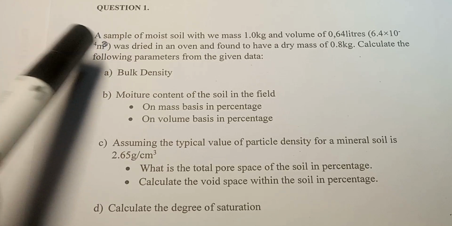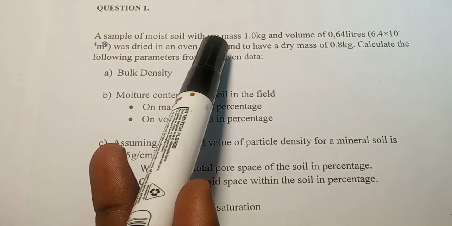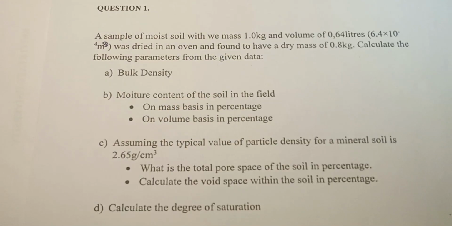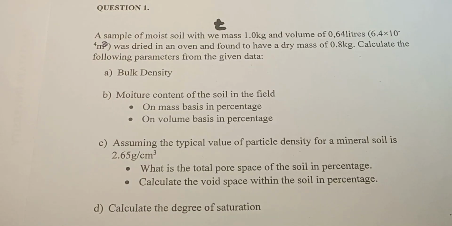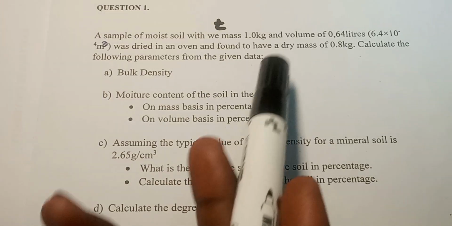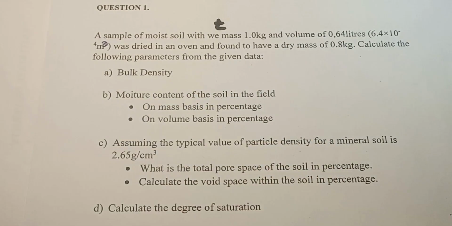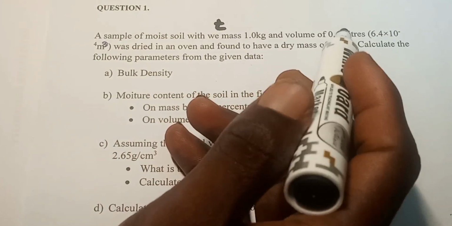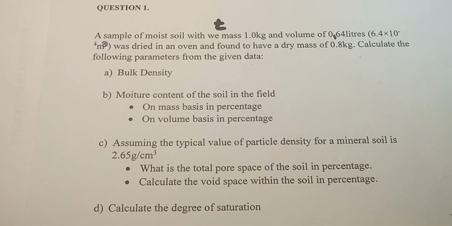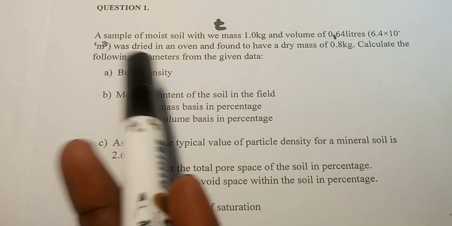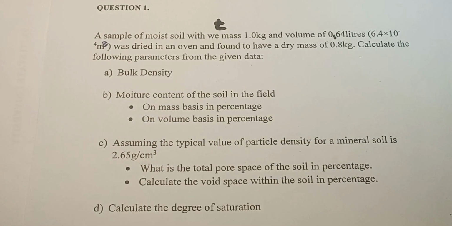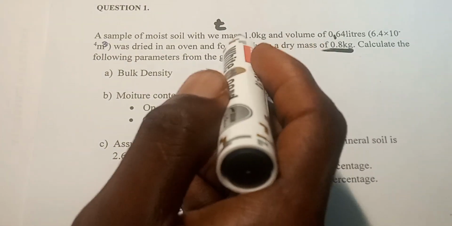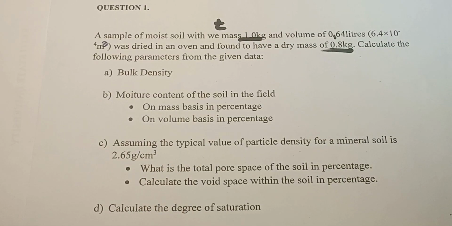The question says a sample of moist soil with wet mass 1.0 kilogram and volume of 0.64 liters (6.4 times 10 raised to the power minus 4 meter cube) was dried in an oven to have a dry mass of 0.8 kilogram. Now, I want us to underline our parameters. This is the dry mass, and this is the wet mass. Calculate the following parameters from the given data.